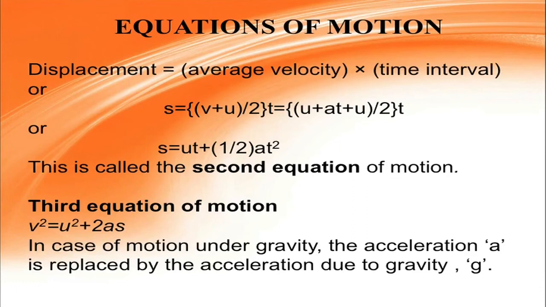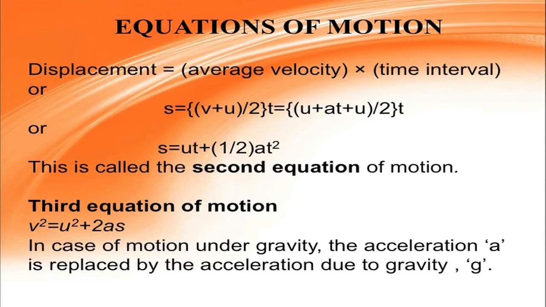We can also find the second equation by knowing the formula: displacement is equal to average velocity into time interval, and average velocity is equal to u plus v upon 2. So, S is equal to v plus u upon 2 into t. That is equal to u plus a t plus u upon 2 into t, which is equal to u t plus half a t square. This is the second equation of motion.